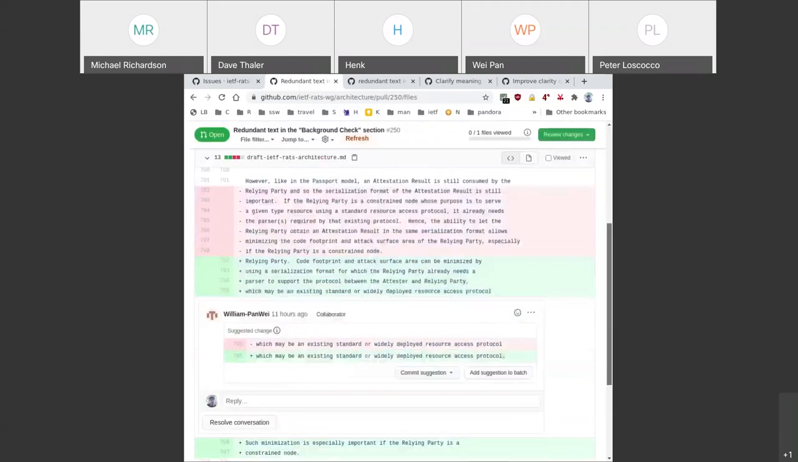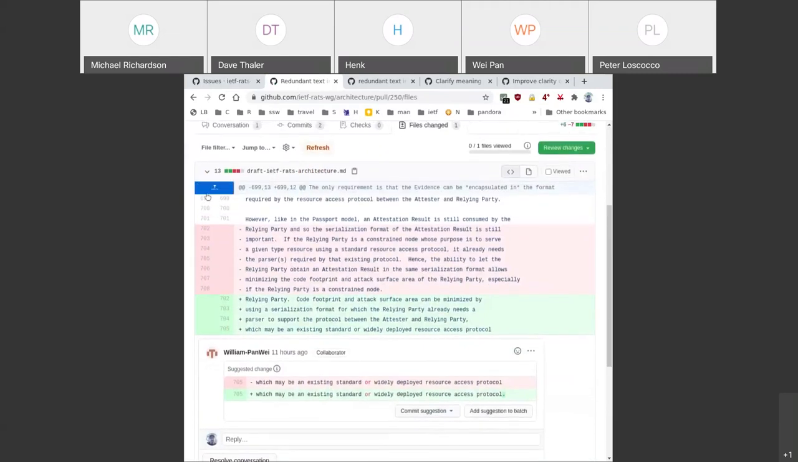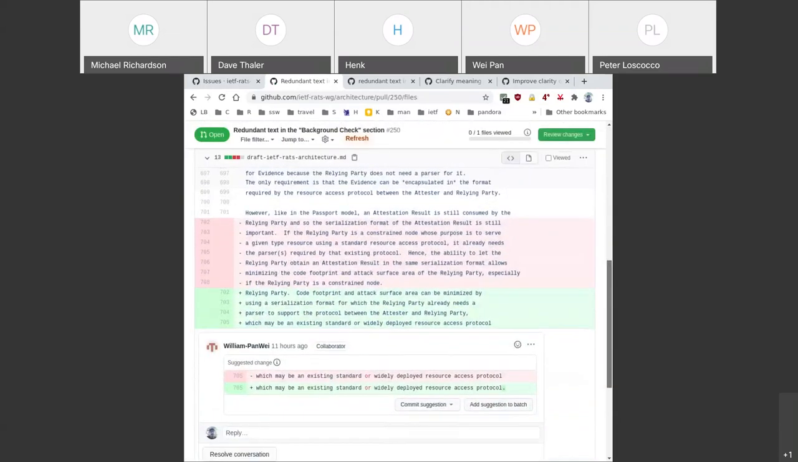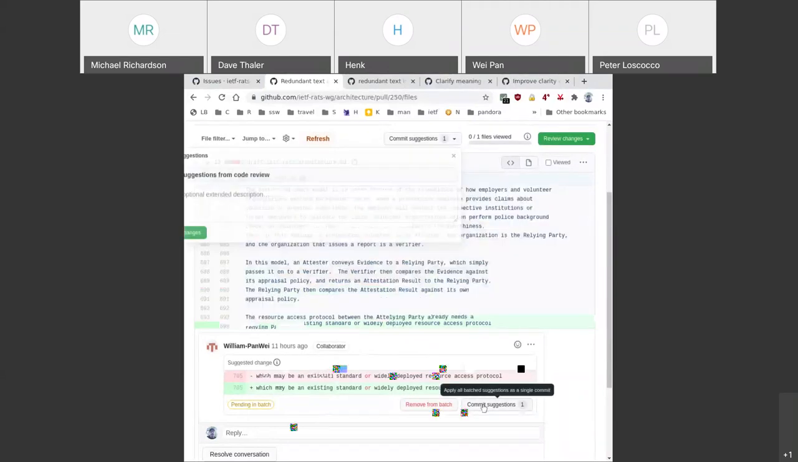This is talking about the background check model, right? In the background check model, the evidence is completely opaque to the relying party. You never parse the evidence. But I think to Thomas, the point is, if you build a complete ecosystem, you can reuse code. So I actually think he means evidence here. Right, and I'm saying that's wrong. What is important is that a particular entity be able to reuse code. That means you have to be able to reuse a parser that you already have. If you have a protocol between a relying party and an attester, HTTP or SMB or whatever, then being able to reuse the parser that protocol already requires is what allows you to save code and attack surface.